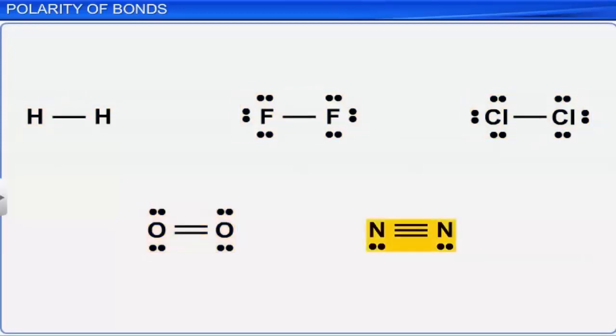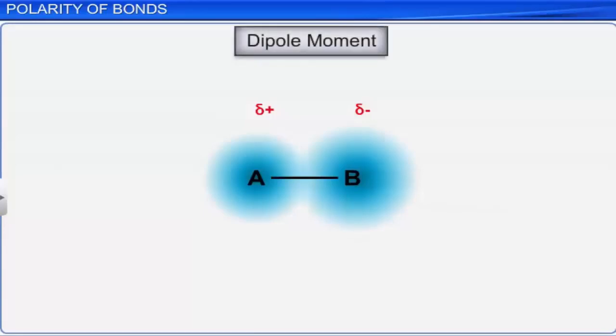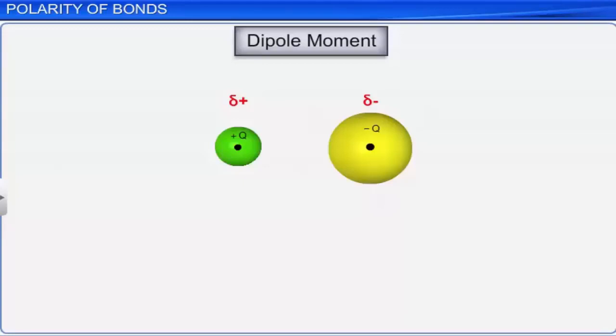Let us now move on to the concept of dipole moment. The polarity in a polar covalent molecule is expressed in terms of dipole moment. Dipole moment is defined as the product of the magnitude of the charge and the distance between the centers of the positive and the negative charge.